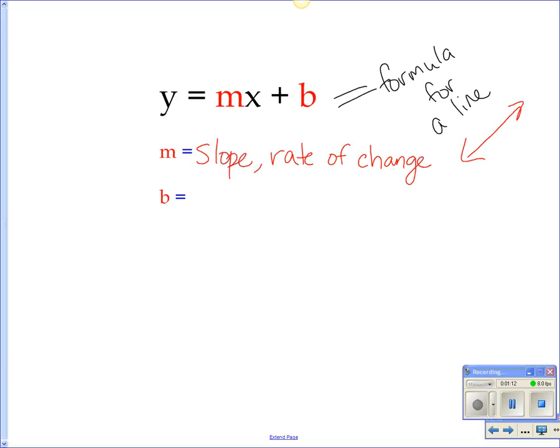Okay, B at the end is your y-intercept. It is also your starting value. So we'll be using those words a lot in the next 3 weeks. You'll be hearing those words over and over.